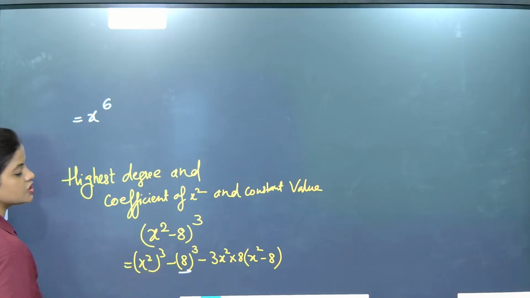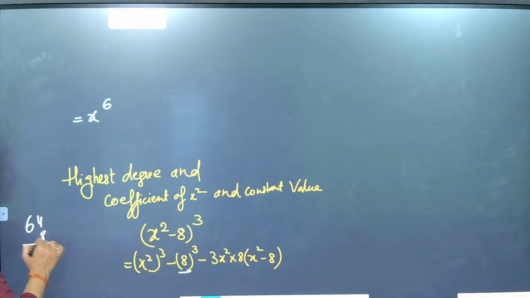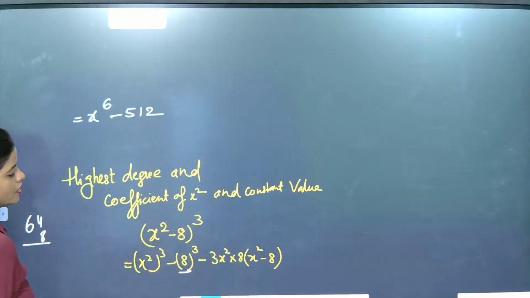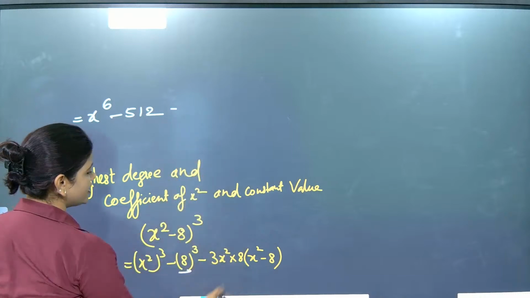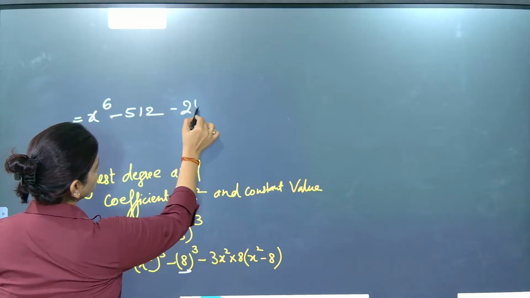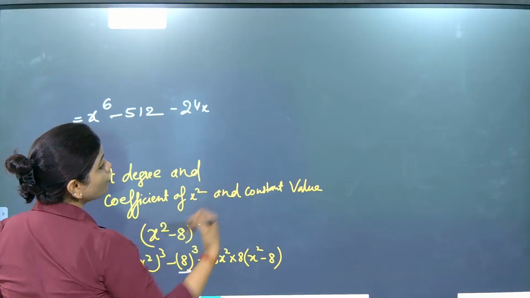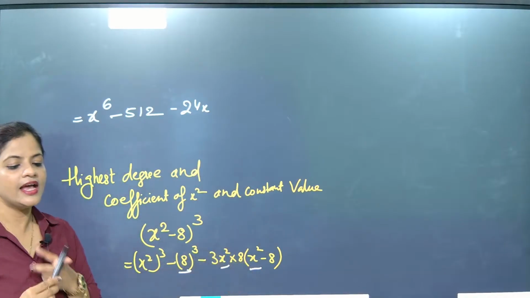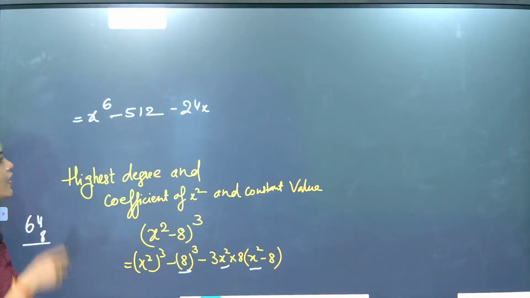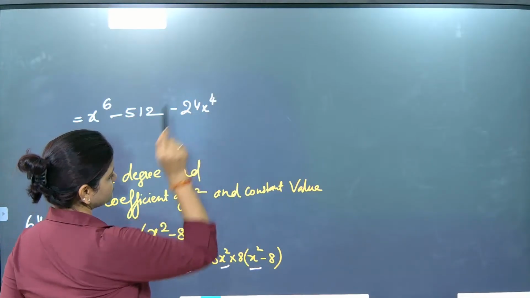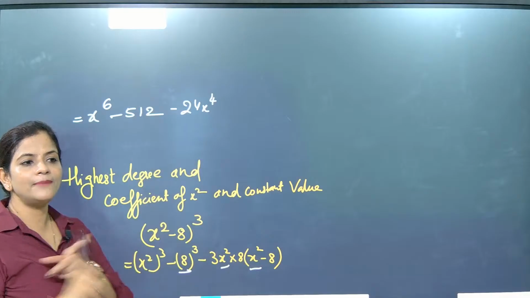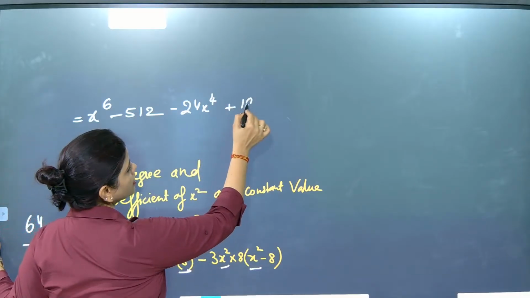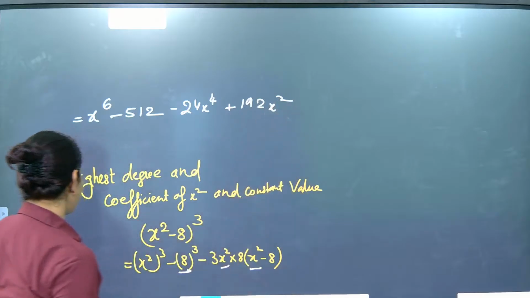Next, 8, 64. 64 into 8 is 512. So it is minus 512. And then minus, say fast. Very good, super. X square or x4? Check here. Here it is x square and here it is x square. X square into x square will become x to the power 4. Minus into minus plus. Plus 192x square and then the constant is there now.